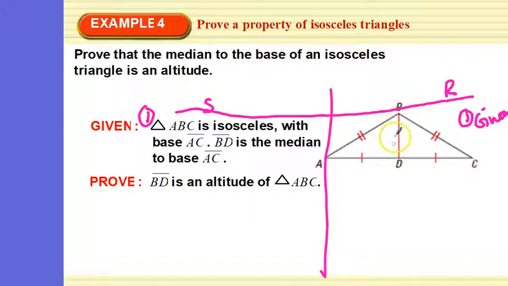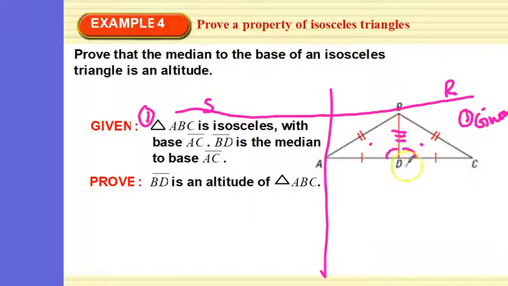What else do we know? We know reflexive, so BD is congruent to BD, reflexive. So now we know that triangle ABD is congruent to triangle CBD. Why? Side, side, side. Now that the 2 triangles are congruent, corresponding parts of congruent triangles are congruent. So angle BDA is congruent to angle BDC. Well, if they're congruent and they're a linear pair, then you can say that angle BDA and angle BDC are right angles.